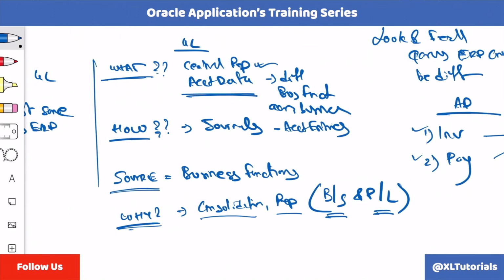Basically, to sum it up, it's a central repository of all the accounting data, which it stores in the form of journals, sourced from different business functions. The major purpose of doing that is consolidation and then reporting on an organization basis, mostly, for example, the balance sheet and profit and loss account, but there are many other reports that can be used. So that is what I wanted to cover in this lecture.